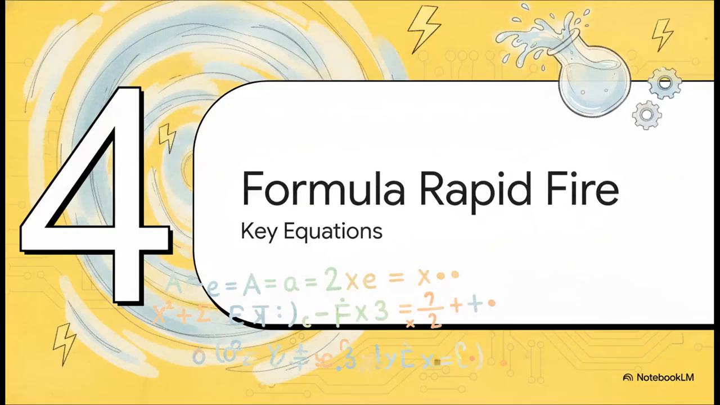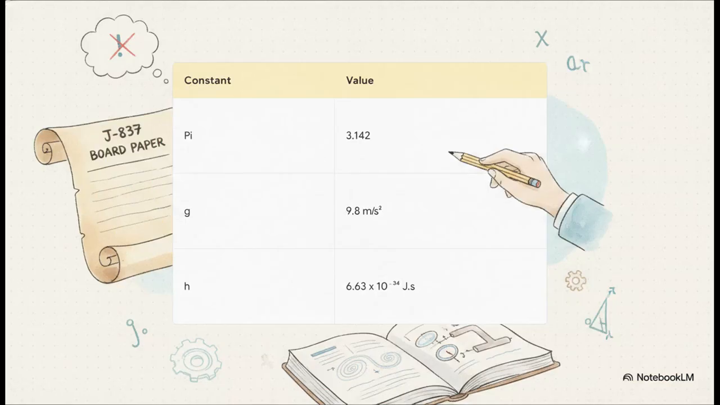All right, Section 4, Formula Rapid Fire. It is time to hack your memory with a high adrenaline review of the key equations and heavy hitter constants. Let's kill some of that exam anxiety right off the bat. Never panic about memorizing these specific constants. The board paper explicitly hands these values to you right on page 2 for your numerical calculations. Just like we saw in the actual J837 paper, values like pi at 3.142, gravity at 9.8 meters per second squared, and Planck's constant are all right there. Your job isn't to memorize the numbers, it's knowing exactly where to plug them in.